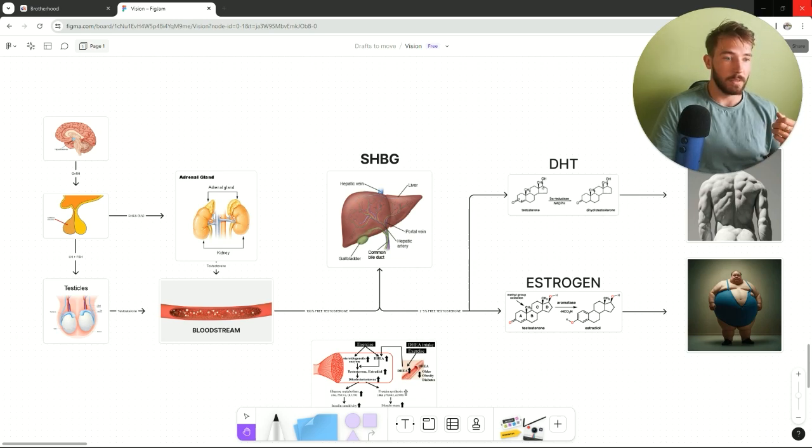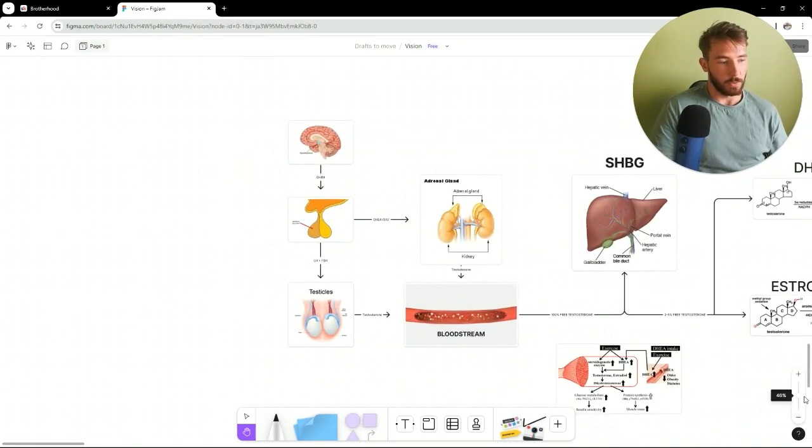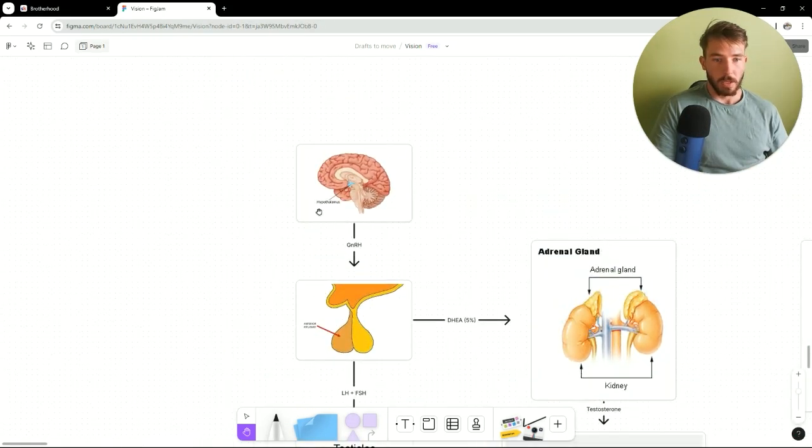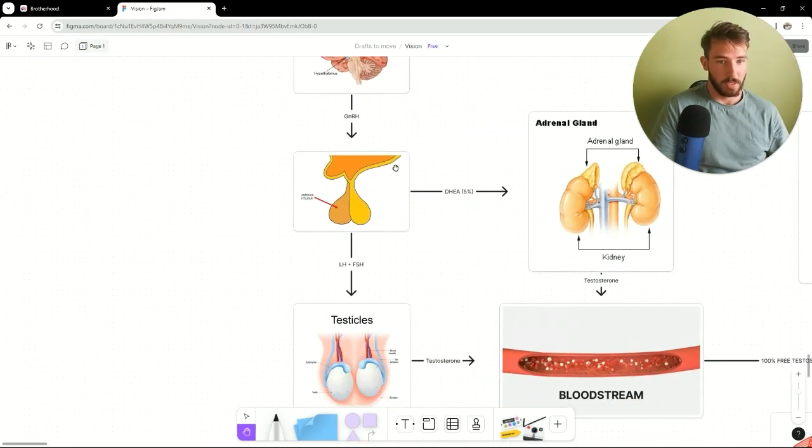So that being said, let's get started with the basics. I created this diagram so you have a visual representation of how everything happens within the body. This is not the exact way, but it's the simplified version for you to really understand what's going on. So let's get into it. You have your hypothalamus, which sends out GnRH, which communicates to the anterior pituitary to produce LH and FSH.